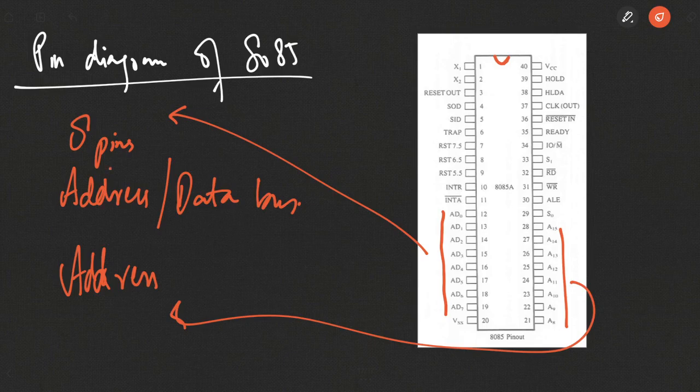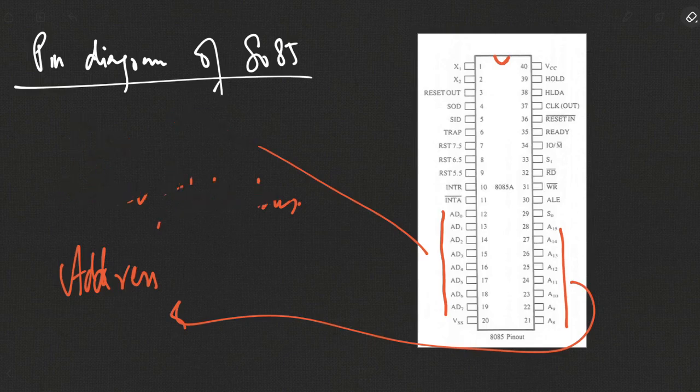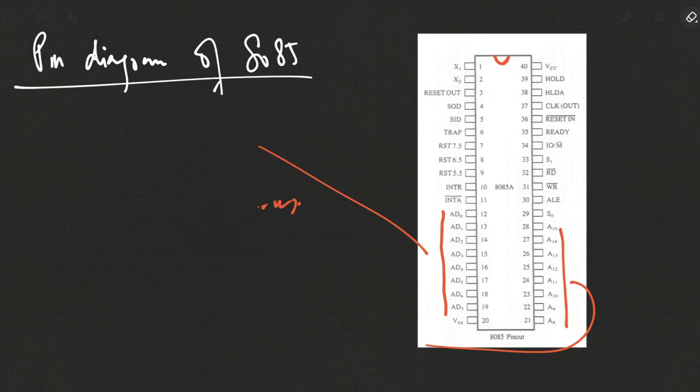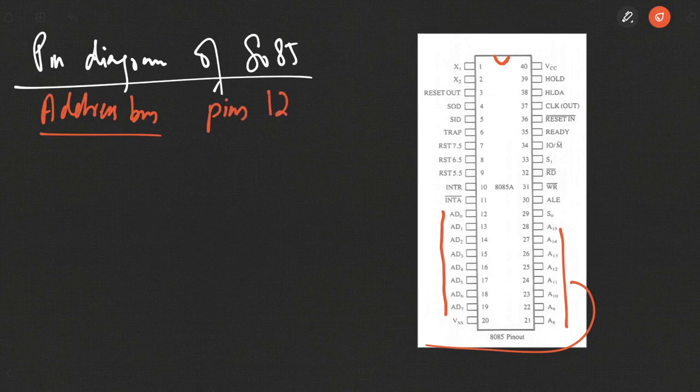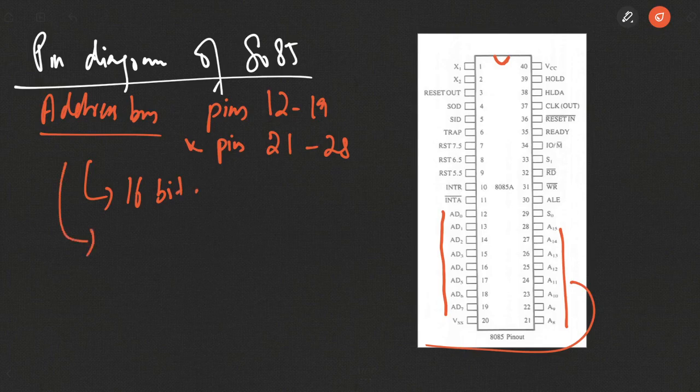Looking at this diagram, for the address bus we have pins 12 to 19 and pins 21 to 28. It's AD0 to AD7 and A8 to A15. They are used for communication of the 16-bit address. Fine. So this device basically works on tri-state logic.